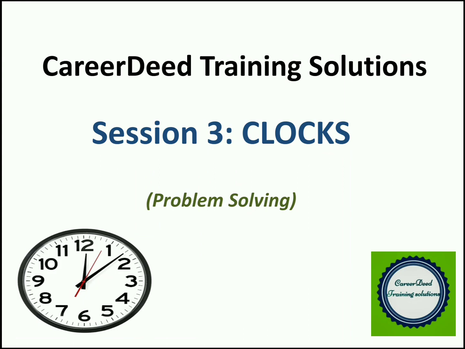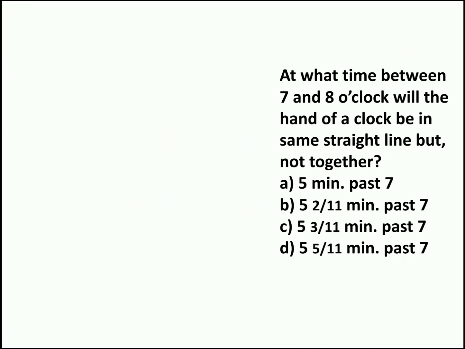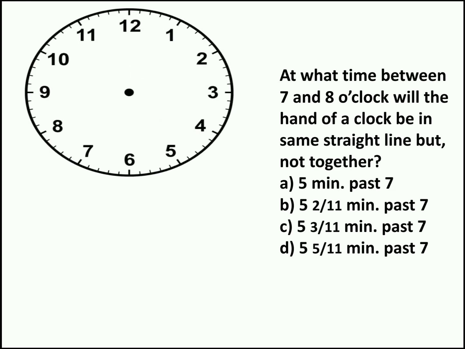Let's enter into first question of the session. At what time between 7 and 8 o'clock will the hands of the clock be in same straight line but not together? So the question is really simple. We have to find exactly at what time between 7 and 8 am or pm both the needles will make 180 degree.